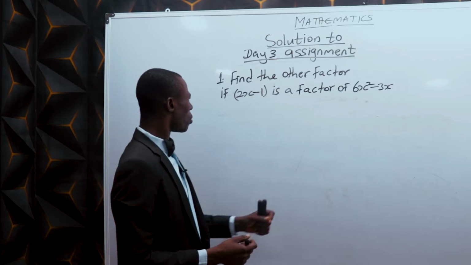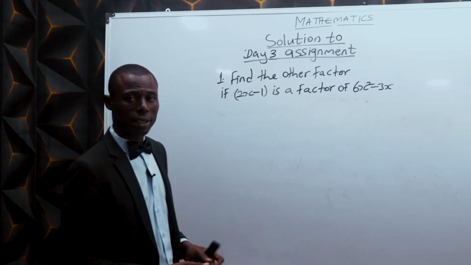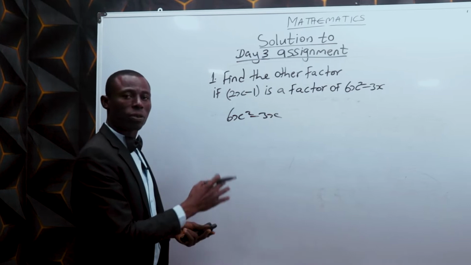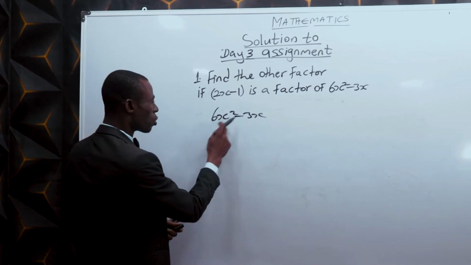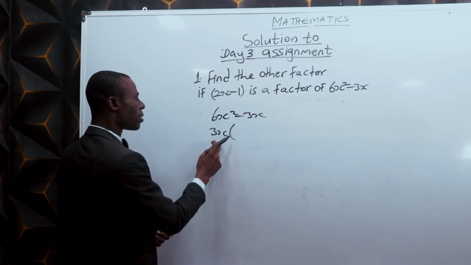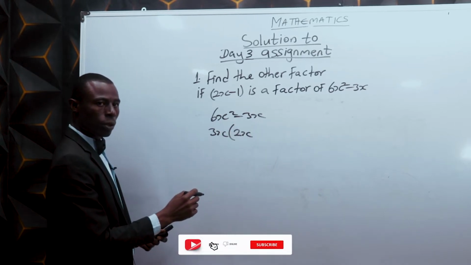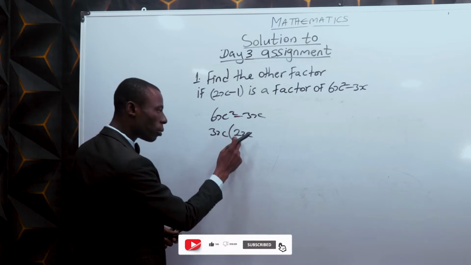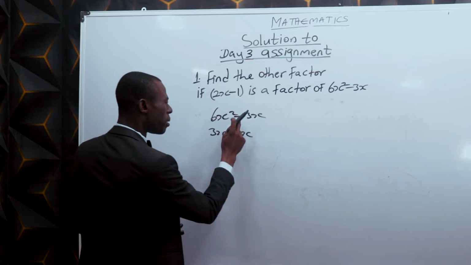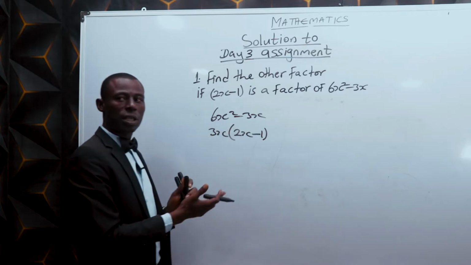Find the other factor if 2x minus 1 is a factor of 6x squared minus 3x. Let's try to factorize this expression. What is common to the two terms is 3x. So we have 3x dividing 6x squared, we have 2x, because if you multiply 3x and 2x together, you will get 6x squared back. So use 3x to divide minus 3x. We have minus 1. So we have factorized the expression.